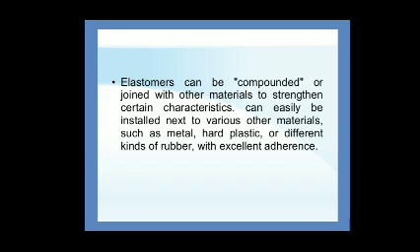Elastomers can be compounded. They may be joined with other materials to strengthen certain characteristics, and can easily be installed next to various other materials such as metal, hard plastics, or different kinds of rubber with excellent adhesion. They are made from many compounds with the addition of other materials. They show high elasticity.